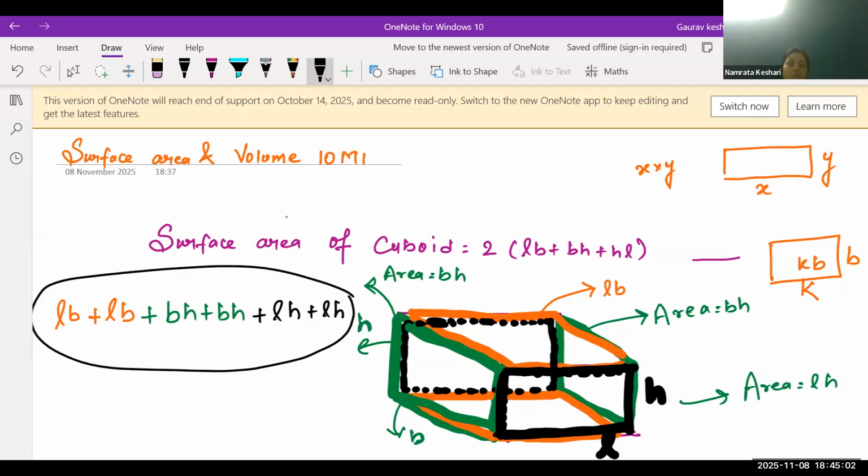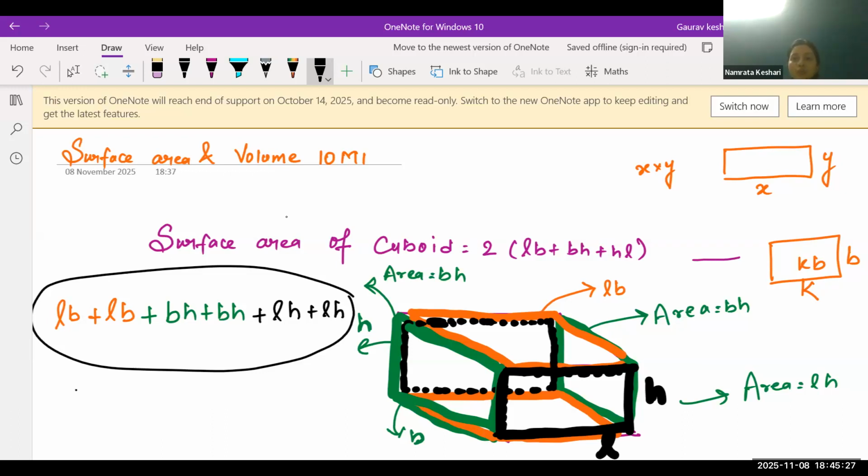Yes or no? Is it making sense? Yes, ma'am. Okay, so this 2 times length into breadth, breadth into height, height into length came from here only. Area means total surface area, all the surfaces. Okay, one by one we have found the area, all added together is the surface area of the cuboid.